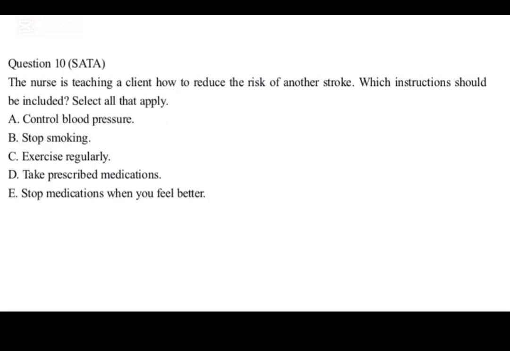Question 10, SATA. The nurse is teaching a client how to reduce the risk of another stroke. Which instructions should be included? Select all that apply. A. Control blood pressure. B. Stop smoking. C. Exercise regularly. D. Take prescribed medications. E. Stop medications when you feel better. Correct answers, A, B, C, D. Rationale: managing risk factors and adhering to prescribed therapy help prevent recurrent stroke. Medications should not be discontinued without provider approval.